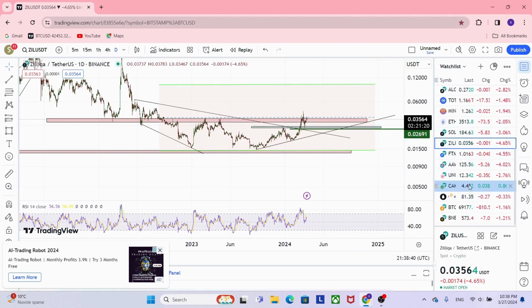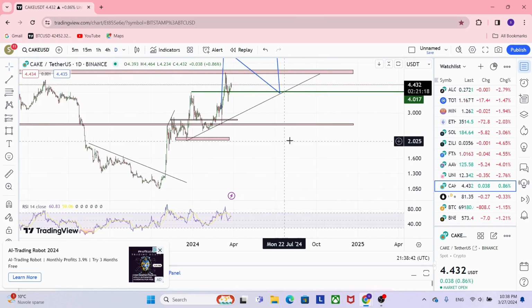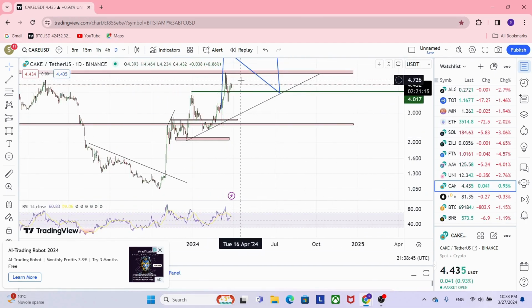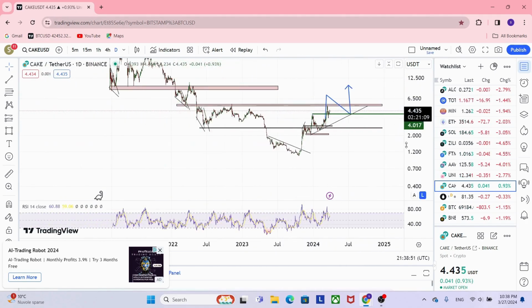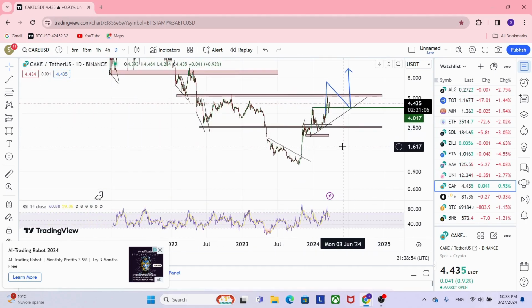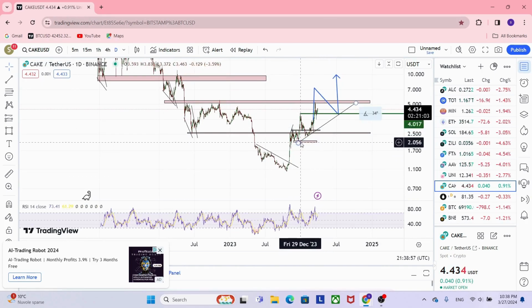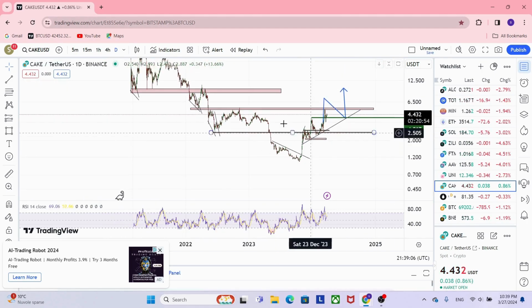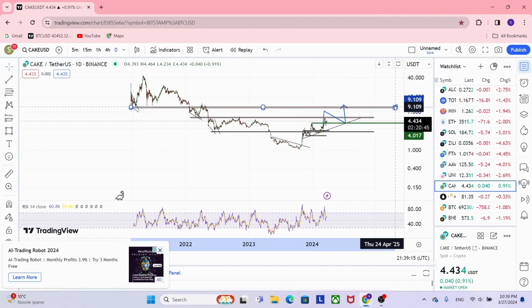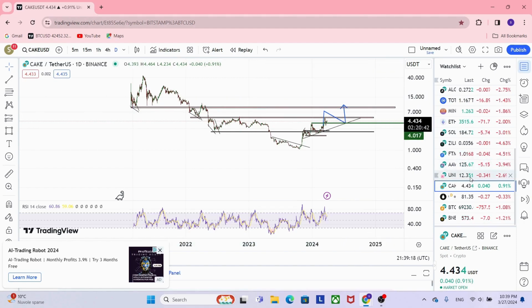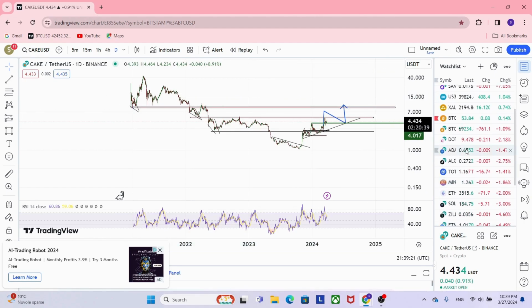And about Cake or PancakeSwap, it already touched our target, but it can also go further. But where I'm waiting to buy, if I want to buy, is this trend line, the bottom trend line of this channel, spike and kind of channel. So again, for Cake, in my opinion, it's not a good entry price, even though it can go to this zone around $9. Okay, I think it's enough.